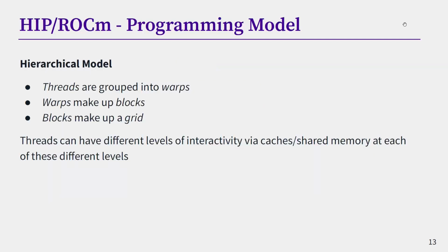So we have this hierarchical model. I've used the CUDA terminology here because it's more familiar. AMD, I guess to try and make it not too much of a copy of CUDA, changed a warp into a wavefront and some things like that. But you'll find the terminology very familiar, and it's not a big jump. Fundamentally, the architecture is very similar. A warp or a wavefront is the fundamental execution unit, so all the threads within one warp will perform the same action as they step through. You can also have some level of interactivity via caches at each of these different levels.